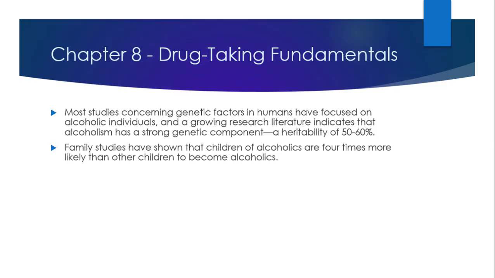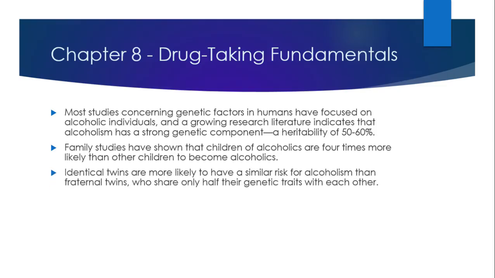Family studies have shown that children of alcoholics are 4 times more likely than other children to become alcoholics. Identical twins, who are exactly the same genetically, genetic clones of each other, are more likely to have a similar risk for alcoholism than fraternal twins. These are twins who grow and develop in the same womb at the same time, but are genetically no more similar than regular siblings, brothers and sisters. So identical twins are much more similar to each other in risk for alcohol or other kinds of drug dependency, which is one way of pointing to the importance of genetic influence.